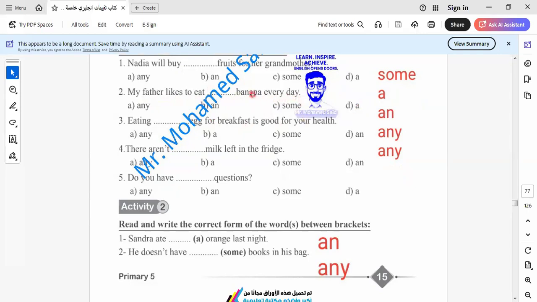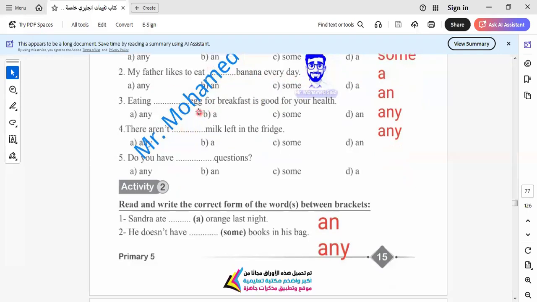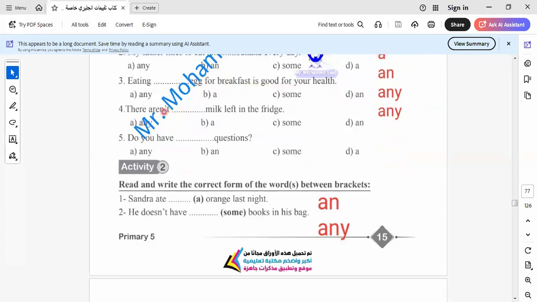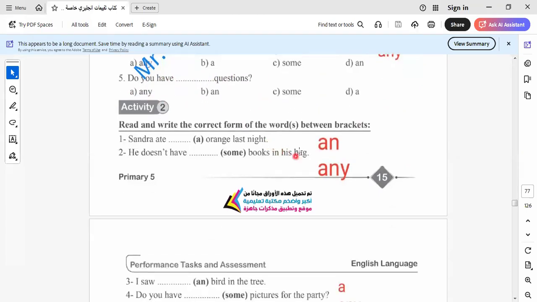"A" to be here, "a", because he is singular. Eating eggs for breakfast is good for your health, so here we have "aren't". Without thinking, I select "any". Do you have any? Why? Because here we have a question, and as we know, we put "any" in the question form.